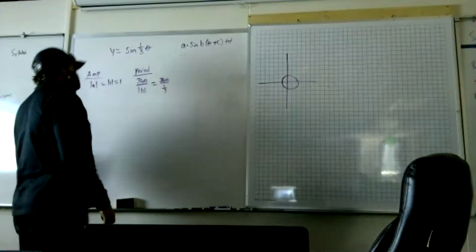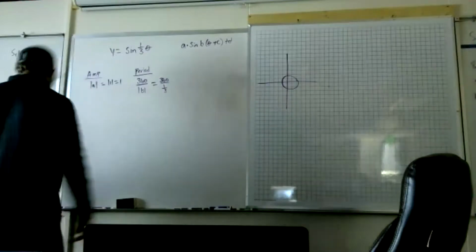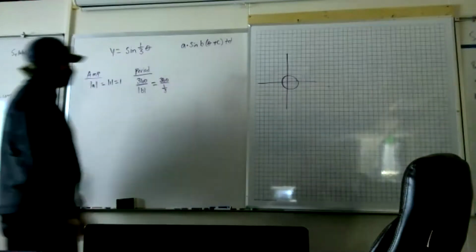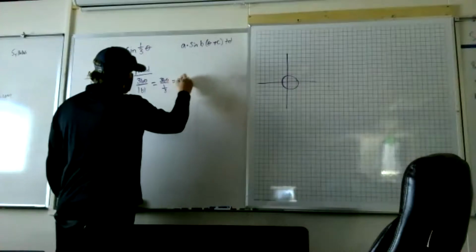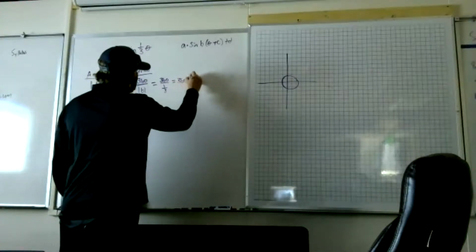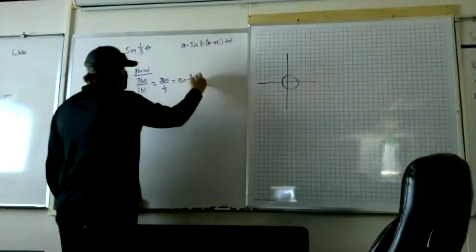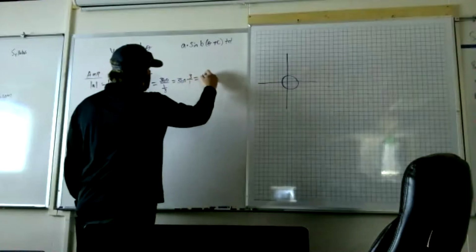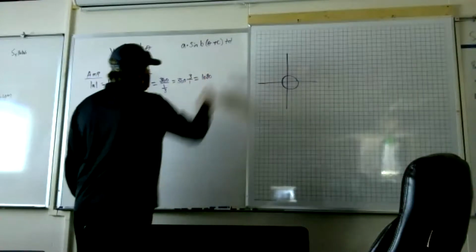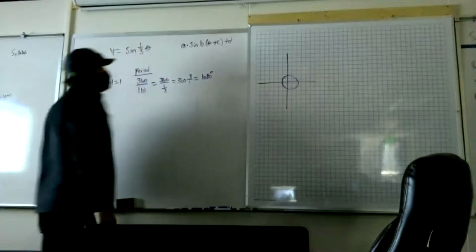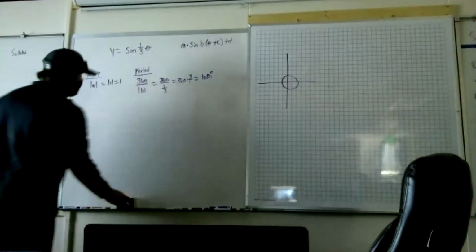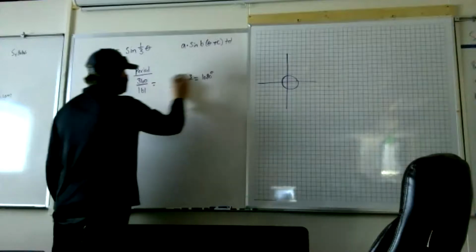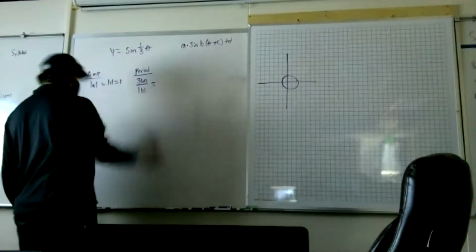Anytime you're dividing by a fraction, you flip to its reciprocal and multiply. So this is really 360 times 3/1, which is equivalent to 1080 degrees. Okay, so that's how long it takes for it to actually complete a cycle. 1080 degrees.